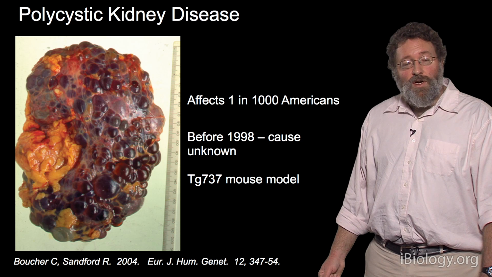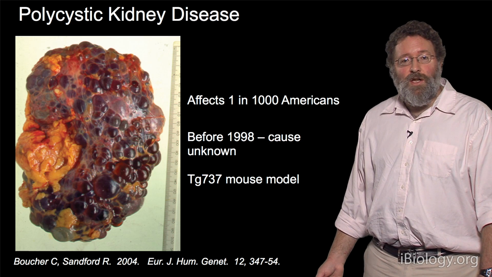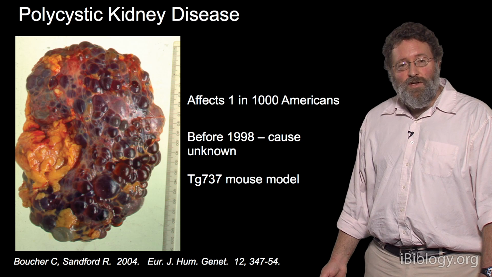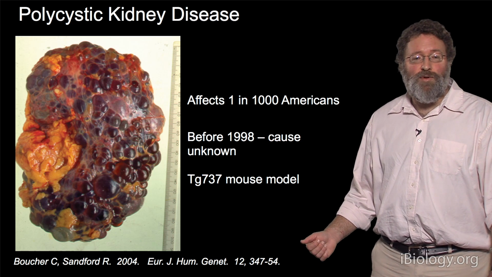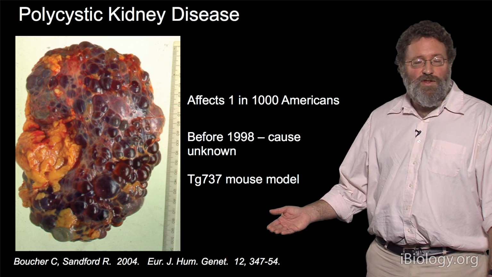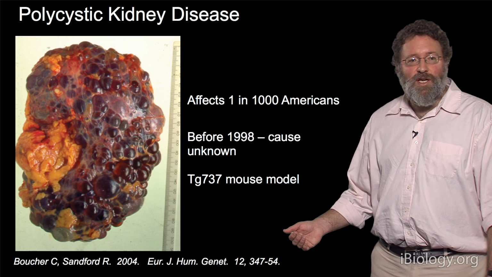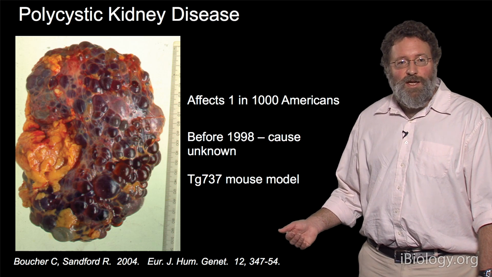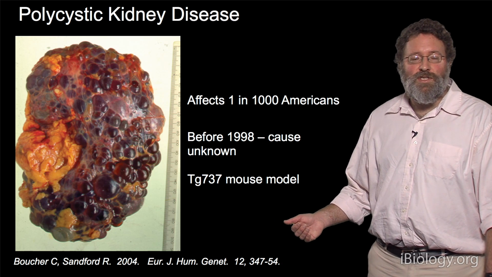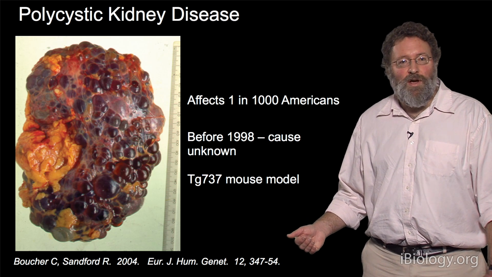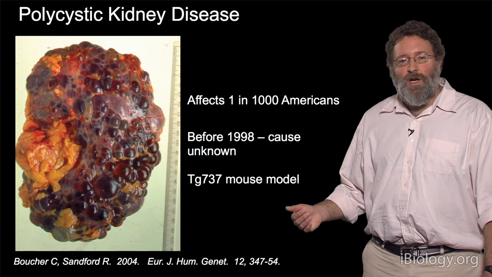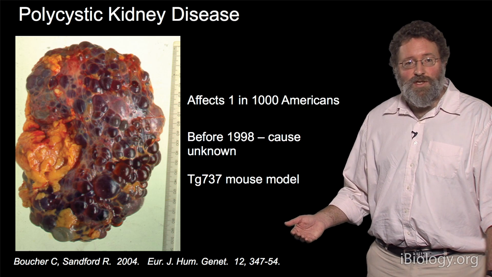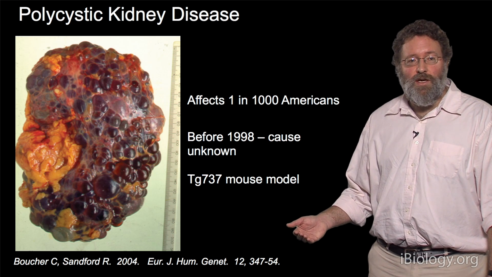Before 1998, the cause of polycystic kidney disease was not known. However, there was a mouse mutant that was called TG737. This was a random mutation of a particular gene called transgene 737. Nobody knew what the gene did. They could show, however, that mutations in this gene caused the kidney to be filled with gigantic fluid-filled cysts, and therefore it became a model for polycystic kidney disease. But at the time it was found, and for many years afterwards, nobody knew why this mutation caused the formation of cysts in the kidney.